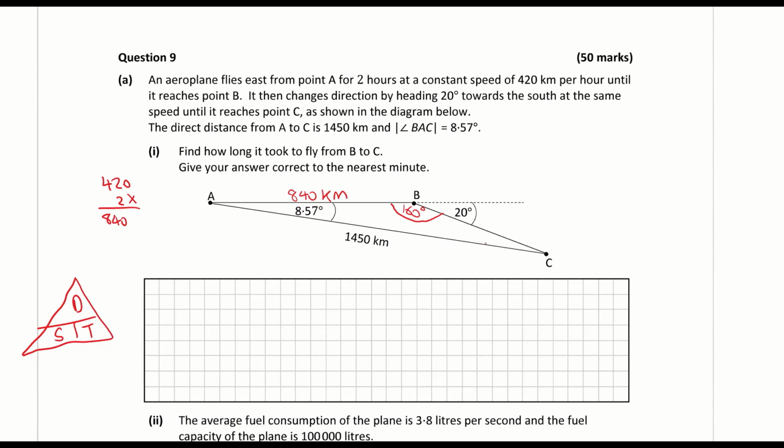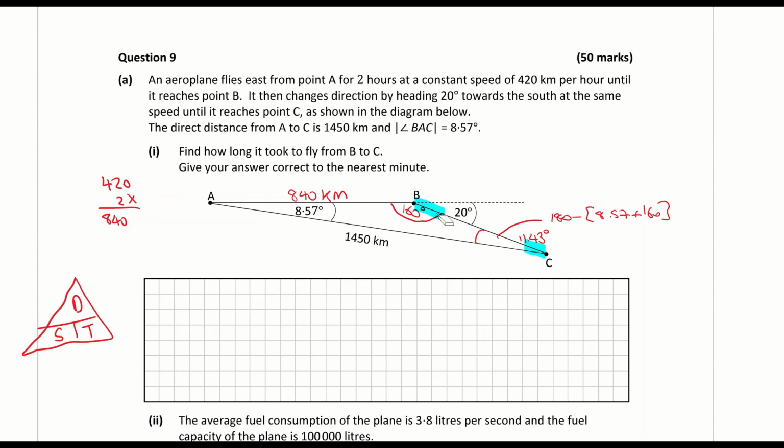And that means I can fill in the third remaining angle in this triangle, which is going to be 180 degrees minus the 8.57 plus the 160 degrees, which is giving me an angle of 11.43 degrees. So that's as much information as I know. Coming down now, let's do a little bit of work here. What's it asking us to do? Find how long it took to fly from B to C. So basically, I'm getting that length there.